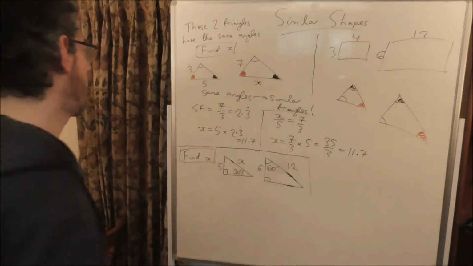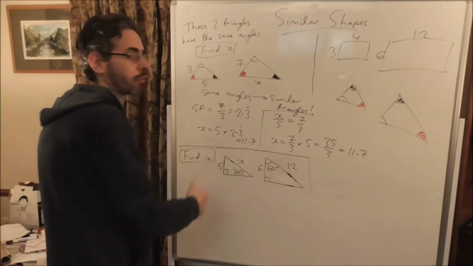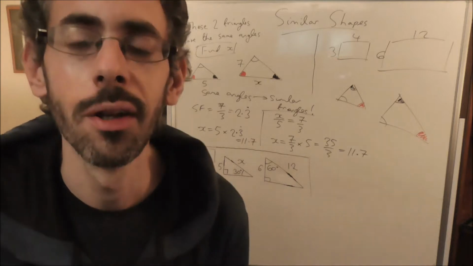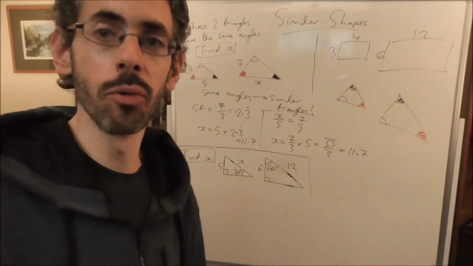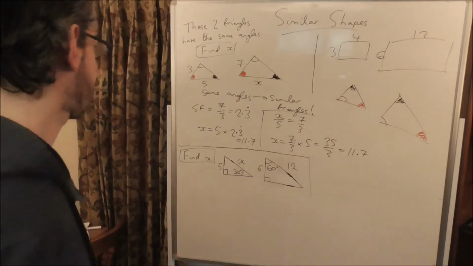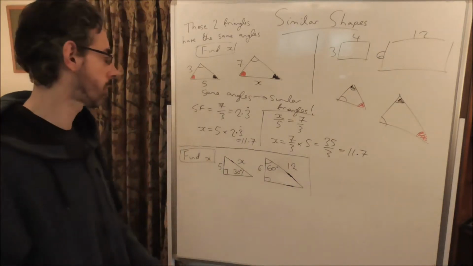Right, let's do this question down here. So again, it's about two triangles. It just says find x. It doesn't mention similar shapes at all. But again, if we can show that the two triangles have the same angles, then we'll know that they're similar triangles. So there are a couple of missing angles here. So let's find the missing angles in each triangle.